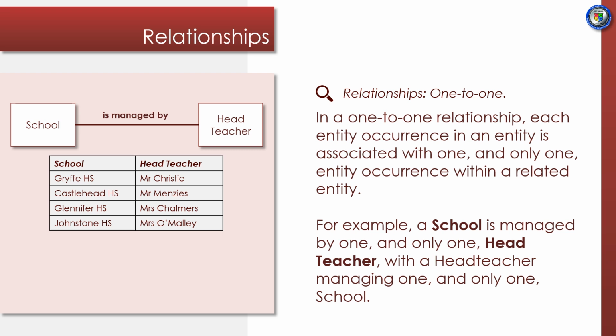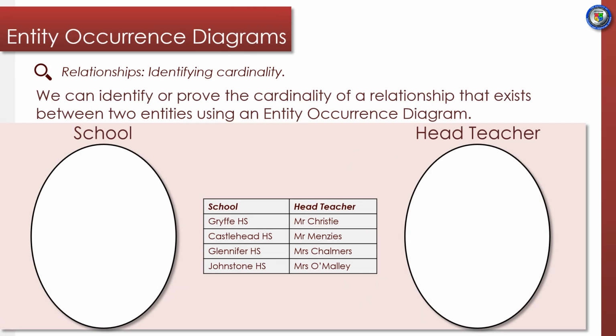Greif High School is managed by Mr. Christie, who is the head teacher. Castle Head, Glenifer High School and Johnson High School all have different occurrences of the head teacher entity. We can use this entity occurrence diagram to identify or prove the cardinality that exists between two entities.